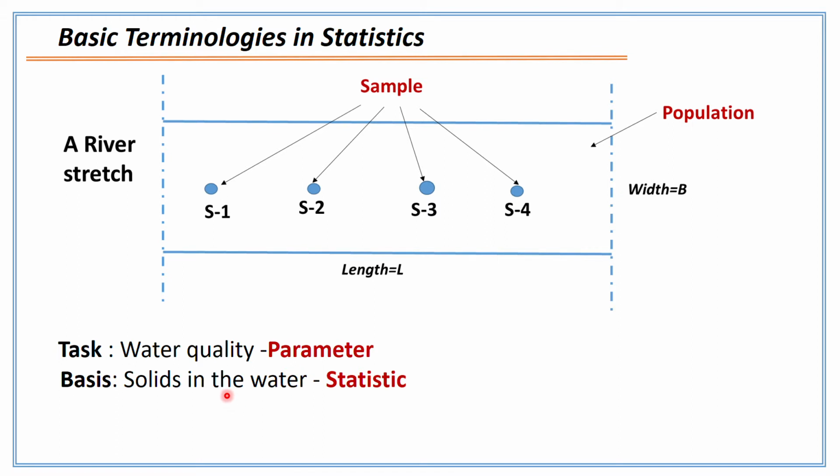In this case, what I will do is that I will check the solids in the water. I'm just using a general term. There may be more technical terms in this, like total suspended solids, dissolved oxygen, etc. But for the time being, what you can assume is that we are just checking the solids in this particular sample of water, and on the basis of the results of this sample, I will report the water quality of this whole stretch of river of length L and width B.